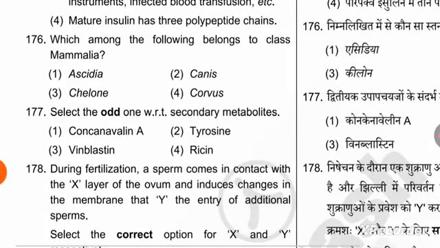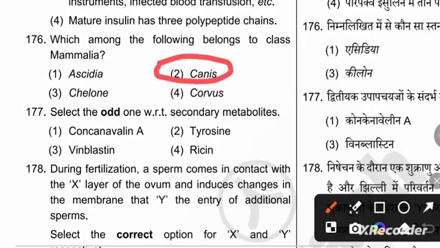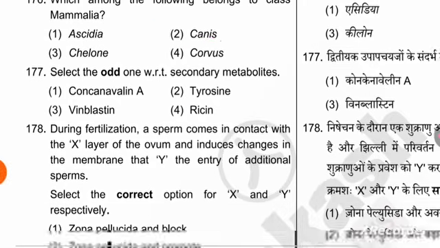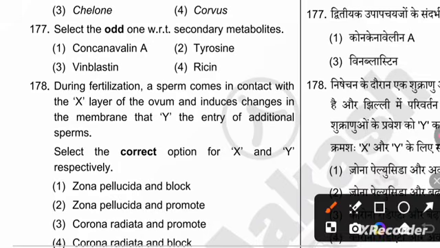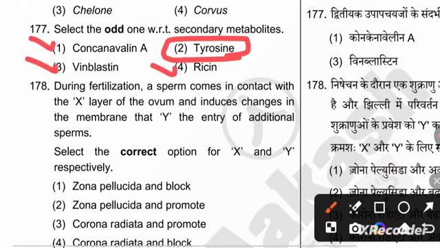176 question. Which of the following belongs to class Mammalia? The class Mammalia is Canis, because Canis includes domestic animals. 177 question. Select the odd one with respect to secondary metabolites. The odd one is tyrosine, because tyrosine is an amino acid, whereas concanavalin, vinblastine and trypsin are the secondary metabolites.